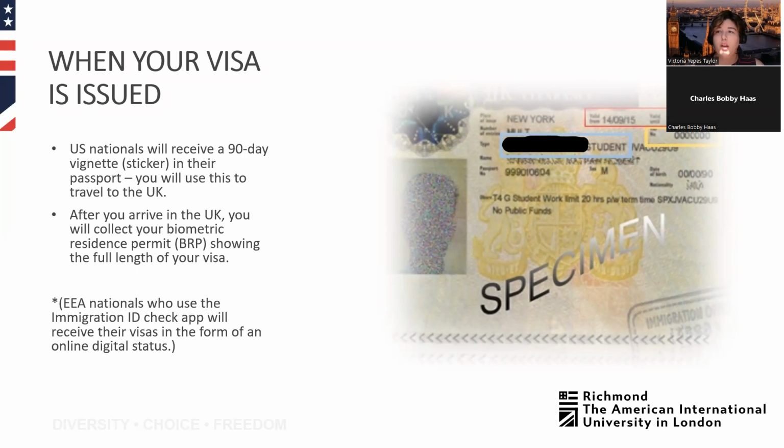After you arrive, you will pick up a BRP card, Biometric Residence Permit card. It's like an ID card, like a driver's license, kind of like that. And this way you don't have to carry your passport around with that sticker anyway. So that's actually been an upgrade since Bobby and I were students. So very cool. I have an asterisk there.